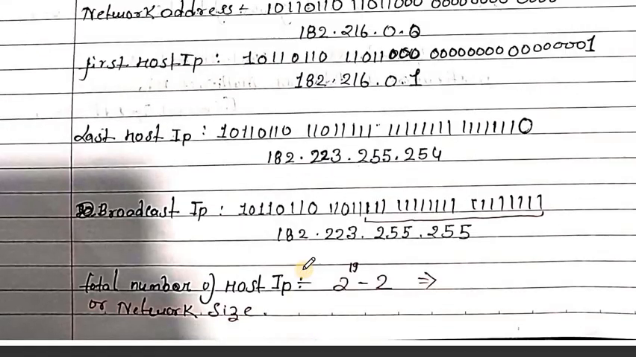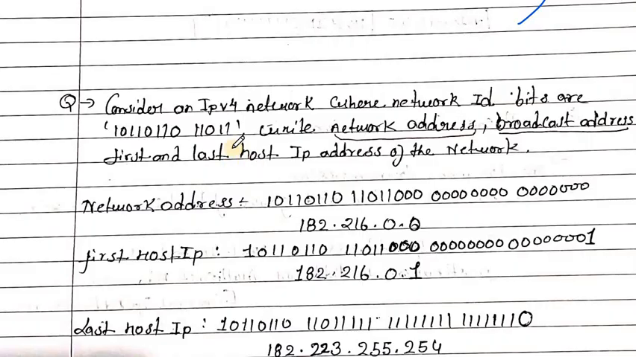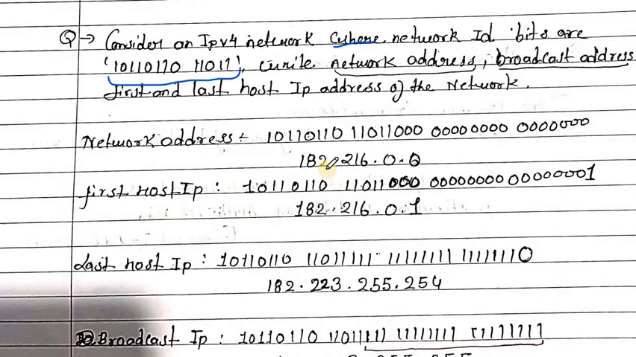Let's see the example. Here we consider IPv4 networks where these are the network ID bits and the remaining are host ID bits. This is the part of the network ID and these are the part of the host ID. Where all host ID bits are 0, it is called the network address, and if all host ID bits are 1, then we call it the broadcast address. So here it is the network address.